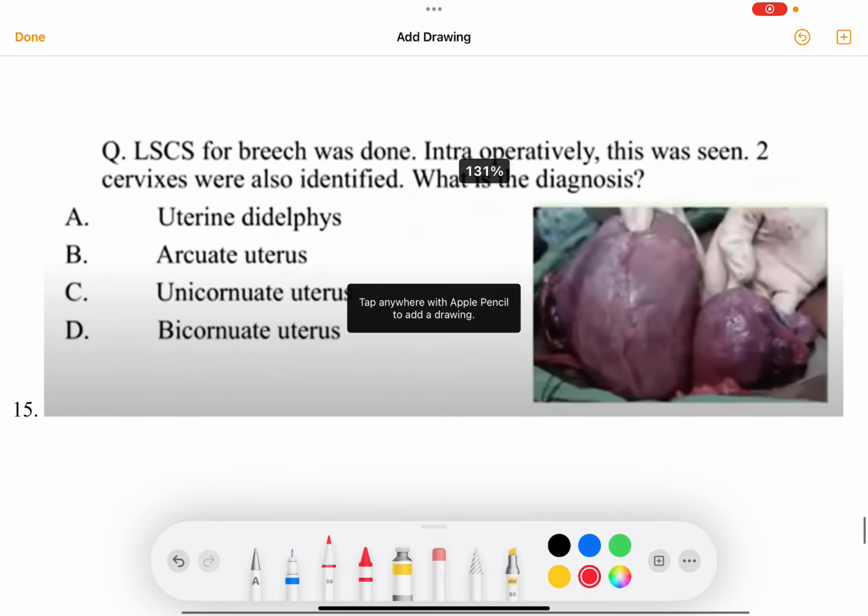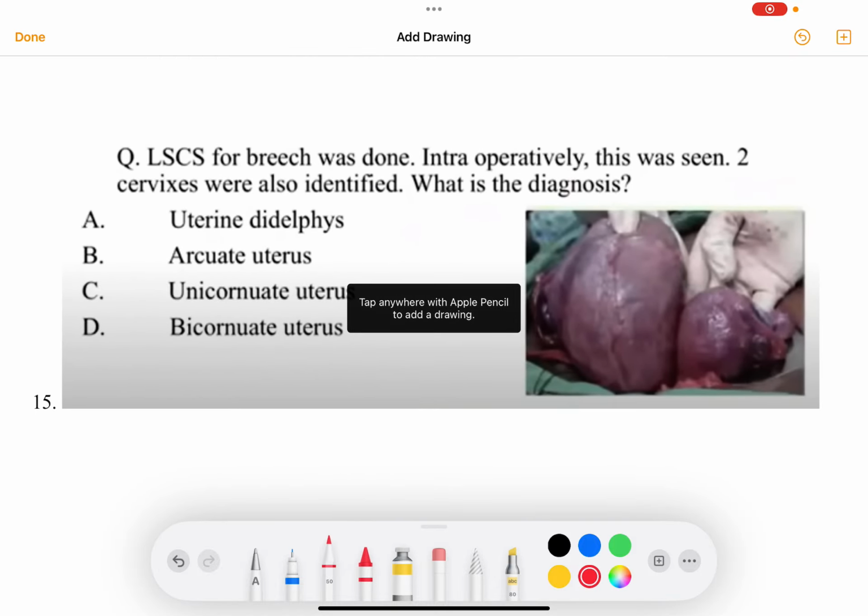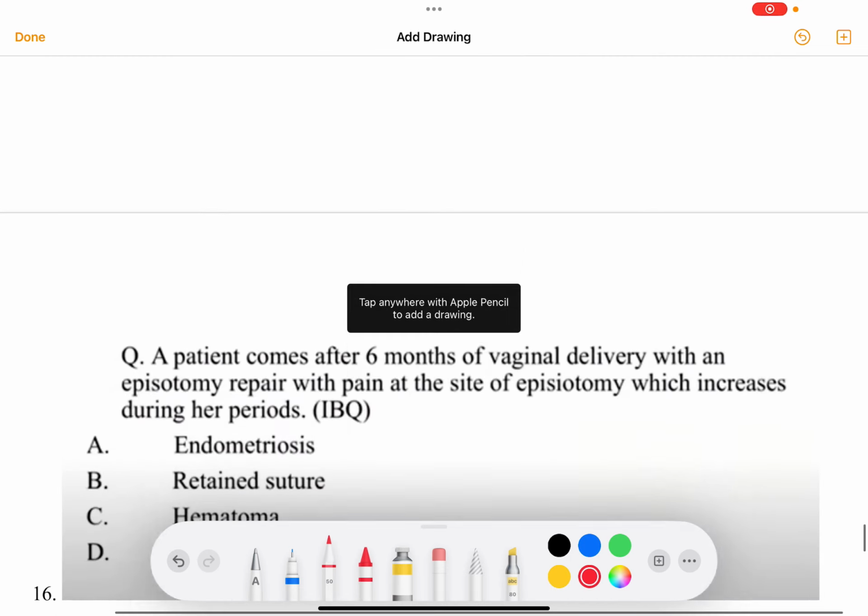Now, this patient LSCS was done for breech. Intraoperatively, you find that 2 uterine cavities are present and 2 cervix is also present. So 2 uterine cavities can be a bicornuate uterus as well as a uterus didelphys. But since the question has told 2 cervix is also present, so this is a uterus didelphys. Answer will be A. A very simple question.